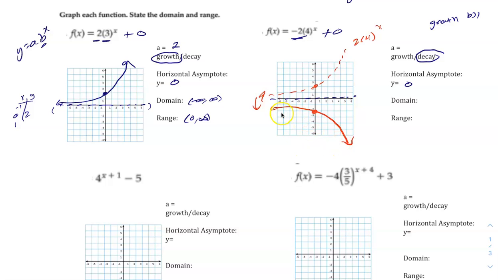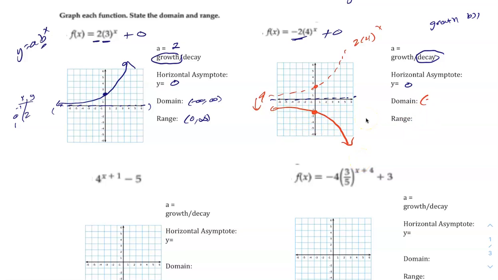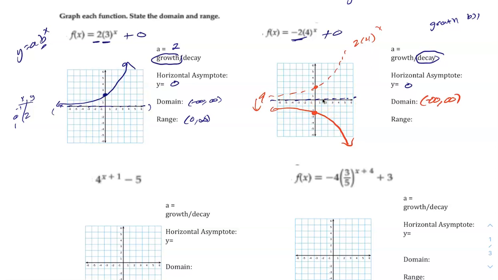And see, that's a decay, right? It's like you're going down. Like if that was your stock, that'd be sad. Domain, negative infinity, positive infinity. This is going to be the domain for all these questions, by the way. And the range, what's the lowest? Negative infinity, all the way to 0, all the way to the asymptote. Negative infinity to 0.